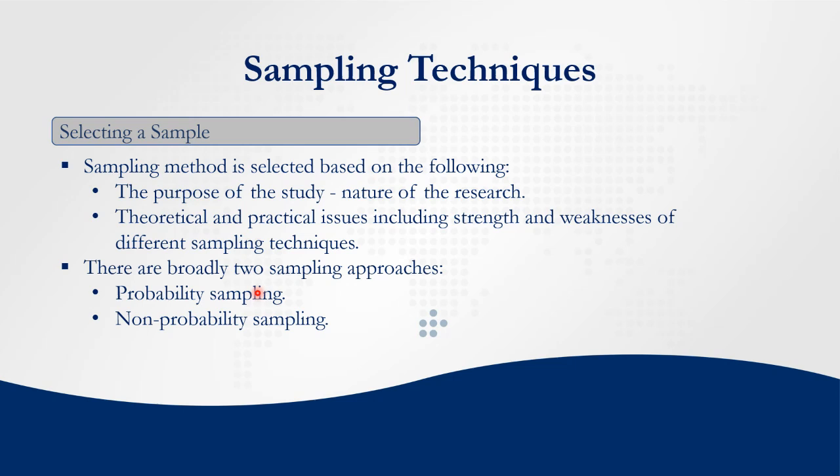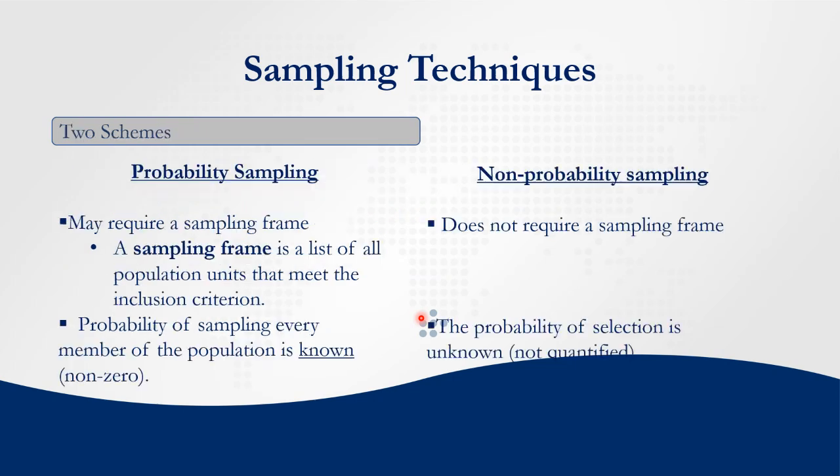And the other thing that can influence the approach that you take can be the practical issues, and theoretical ones, and the strengths and weaknesses of the different sampling approaches. I will mention them as we proceed. But broadly, there are two approaches that we can take when we are selecting a sample. I will always make reference to the example of the study of the impact of exercise when we go through this.